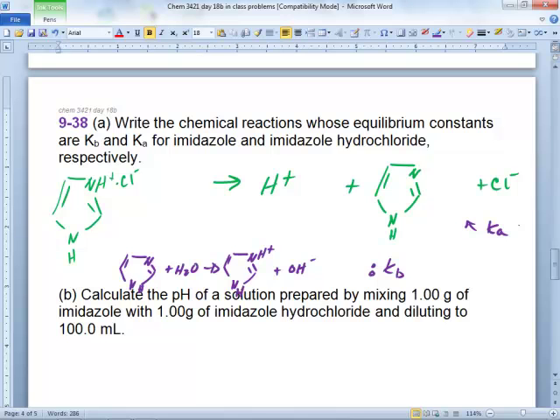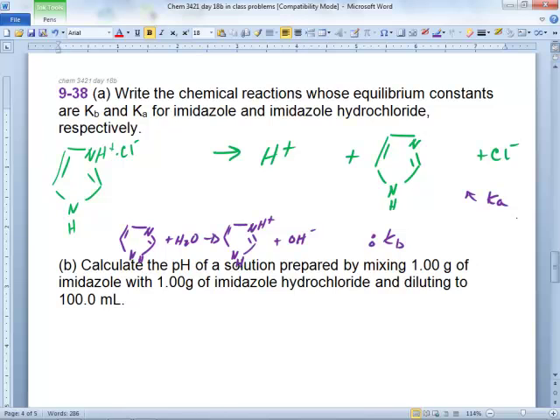A few minutes here. Calculate the pH of a solution prepared by mixing 1 gram of imidazole with 1 gram of imidazole hydrochloride and diluting to 100 mils. Wow. Is this a buffer problem? Is this guy a buffer? Then it's a buffer problem. All right. So write the buffer equation. The two dudes, there's two of them in there, right?